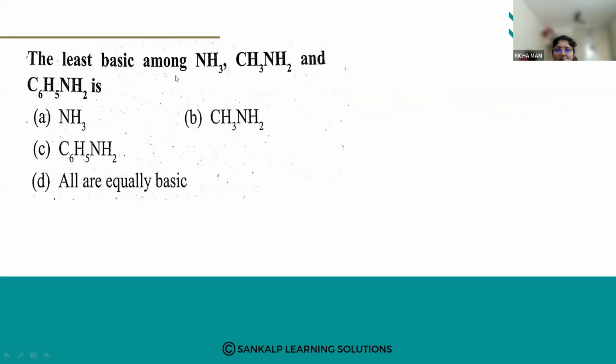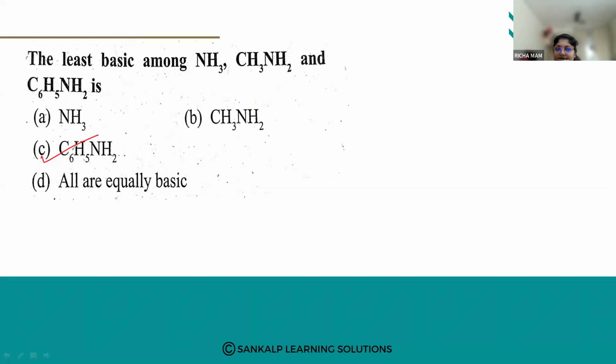The least basic among ammonia, methylamine, and benzylamine is? Which is the least basic among these? It is C, benzylamine.